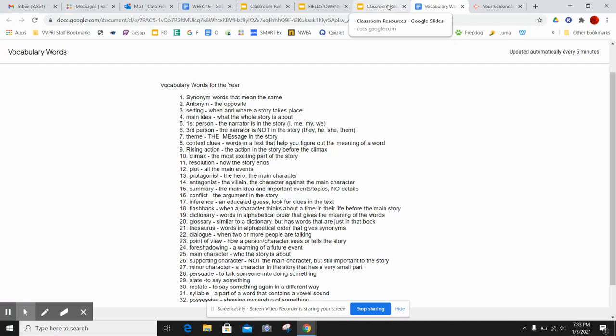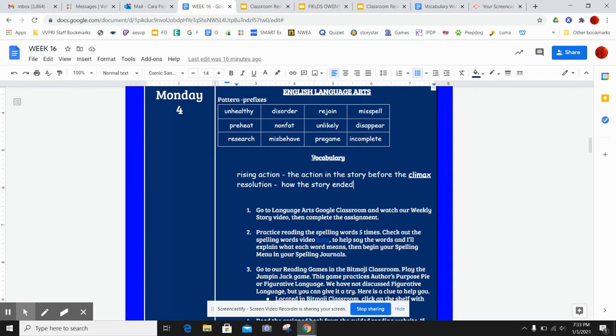Totally fine. Okay, so going back to our vocabulary words here, rising action, the action in the story before the climax. We've had climax before. Climax is the most exciting part, and we know it's the most exciting part because that is when the character changes a little bit, or changes their attitude or their mindset. Okay, so rising action is the action in the story before the climax, the most exciting part. And then we also have resolution, how the story ended.